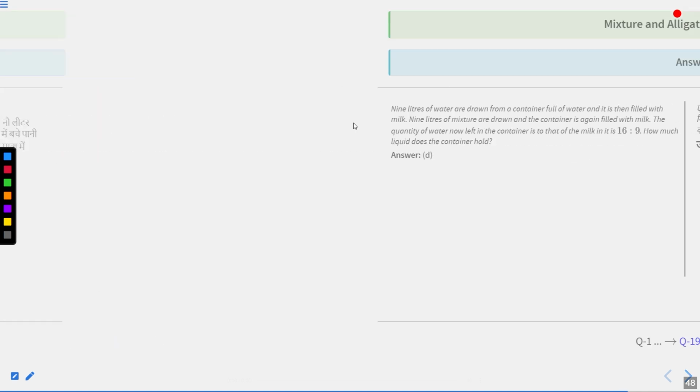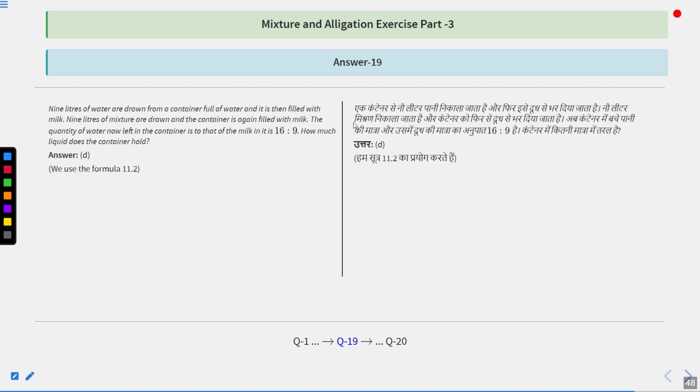Now time's up. Let's see the solution. We are going to use formula 11.2. Let initially the container contain x liter of water. So by the formula it becomes 16 upon 9. So 16 is the amount of the milk in ratio 25 with respect to the total amount. So we can say that x into 1 minus 9 upon x squared upon x, we can say that 16 upon 25. Clear?